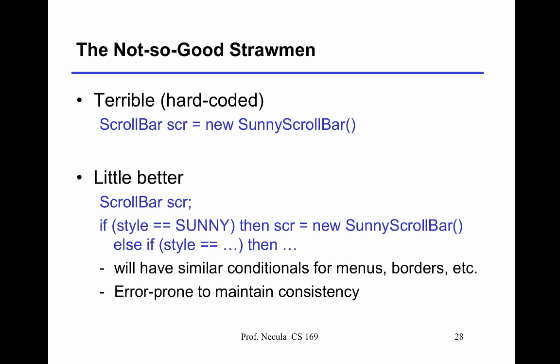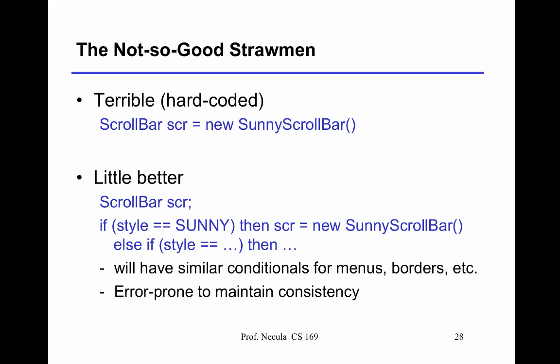But even worse, what if it's not just the theme of your scroll bars? Everything has to change in lockstep. Menus, scroll bars, borders, little close buttons at the end. Then you have to be careful that when you change the style to Sunny, everything changes style to Sunny. Scroll bars, menus, stuff. So you're going to end up with a lot of this stuff.